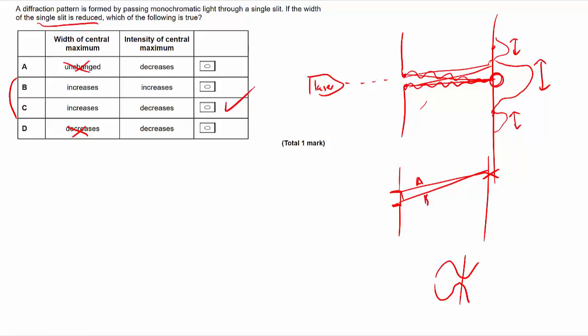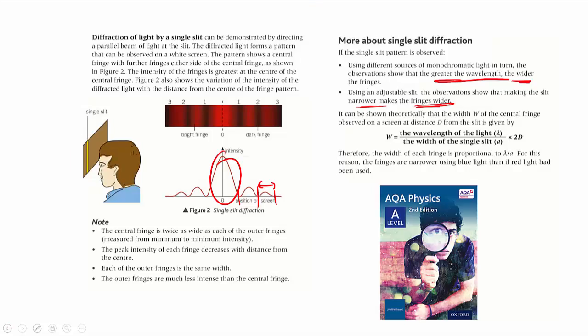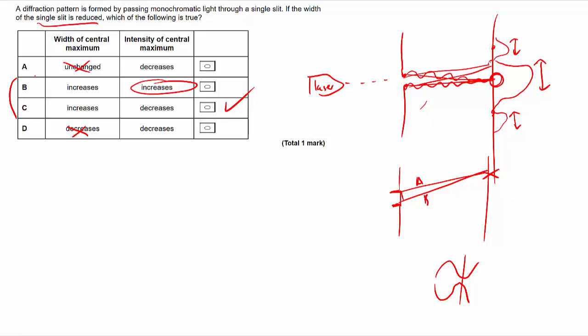I hope you found that one useful. It is quite a tough one. So I've eliminated these two because of this statement here. That's how I eliminated these two. And then I had to choose between what's going to happen to the intensity of the light, and if you make the slit narrow, less light gets through.